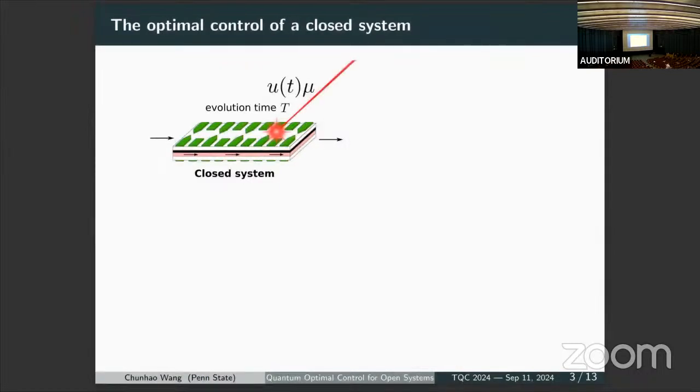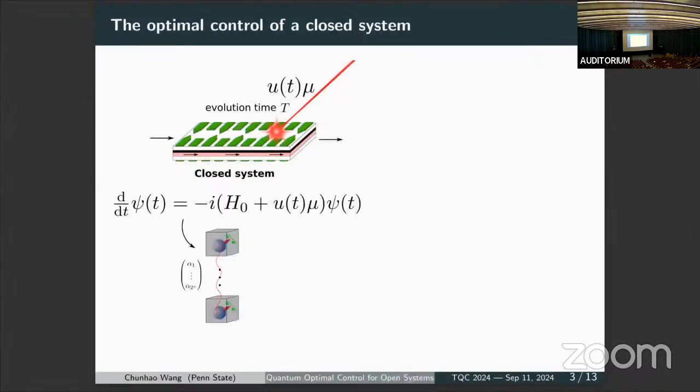Again, this is a closed system. By controlling, we want to have some access to an external control field to control the dynamics of the system. For example, you can shoot a laser beam on the system. Imagine that you have a dial for the laser beam, where you can adjust the power of the laser. Then this power is determined by this function u of t, a continuous function. And this mu is a Hermitian operator corresponding to the external control field. Then with this control field, the Schrödinger equation becomes time dependent.